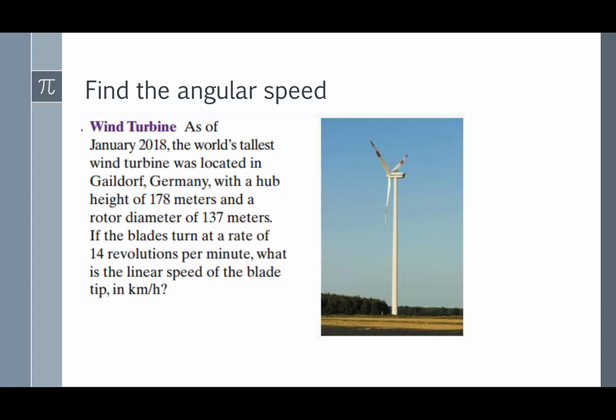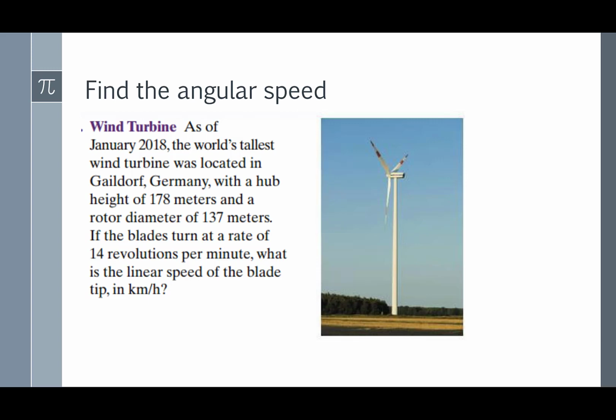All right, everybody, so here's the 2 word problems I promised you. First one says, as of January 2018, the world's tallest wind turbine was located, I can't say that, I think it's Geldorf, Germany, with a hub height of 178 meters and a rotor diameter of 137 meters. If the blades turn at a rate of 14 revolutions per minute, what is the linear speed of the blade tip in kilometers per hour?